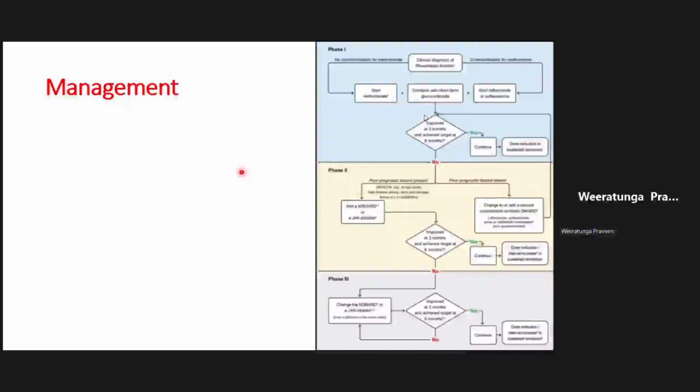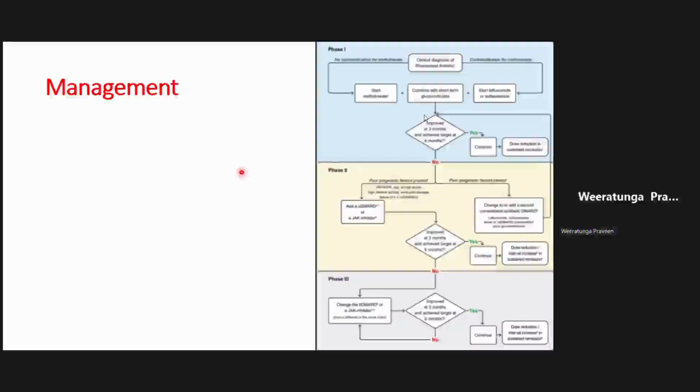And then over the last few years, there is a new type of DMARD called a targeted synthetic DMARD, TS DMARD. That is usually a JAK inhibitor. The name of the drug is tofacitinib. It is available in Sri Lanka, but not in the government sector.